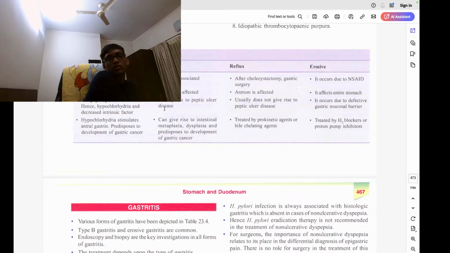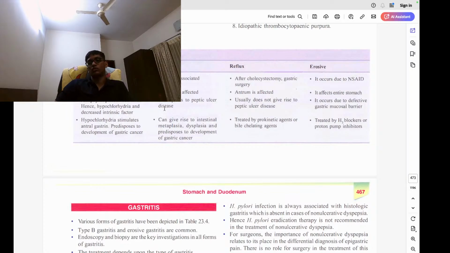Type A is autoimmune, with antibodies to parietal cells. Fundus and body are affected, with atrophy of the parietal cell mass, and hypochlorhydria and decreased intrinsic factor are seen. Hypochlorhydria stimulates the antral gastrin, and it predisposes to development of gastric cancer. It can give rise to intestinal metaplasia. And type B is H.